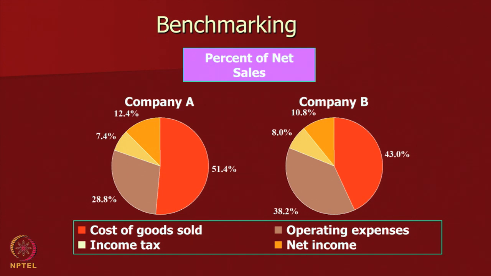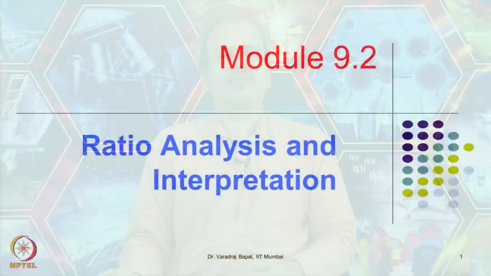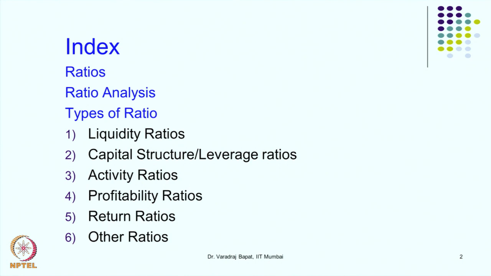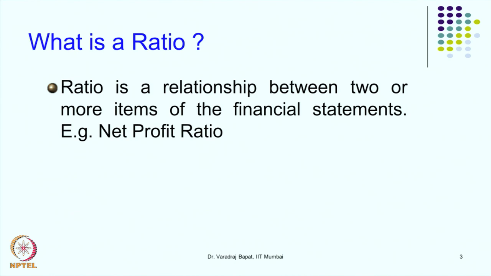Now, we will go to the most important technique, that is called ratio analysis. There are a large number of ratios which can be calculated. In fact, any figure can be compared with any other figure and we can get more and more ratios, but we are going to discuss some important ratios and how these ratios can be interpreted. First of all, what is a ratio? This is a relationship between two or more items in financial statements.